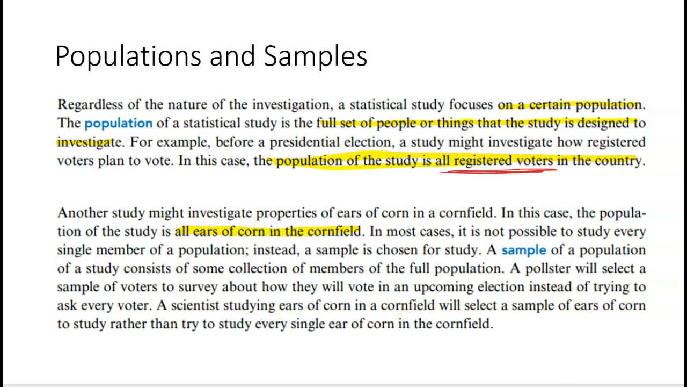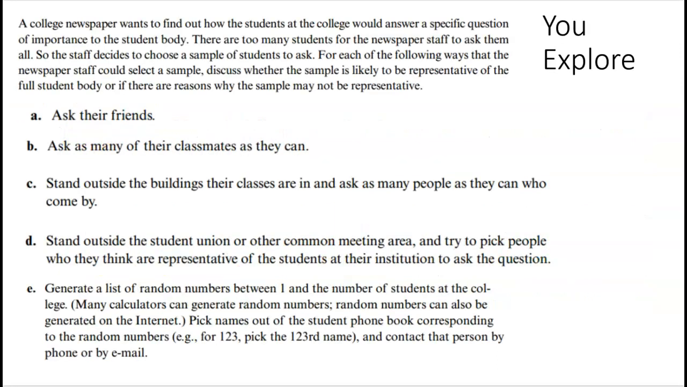So instead, we choose a sample to represent the population. A sample of a population consists of some collection of members of the full population. So a pollster will select a sample of voters to survey how they will vote in an upcoming election instead of trying to ask every voter. A scientist might study those ears of corn in the cornfield and just select a sample of the corn rather than every single ear of corn in the cornfield. Go ahead and explore here before we continue forward.